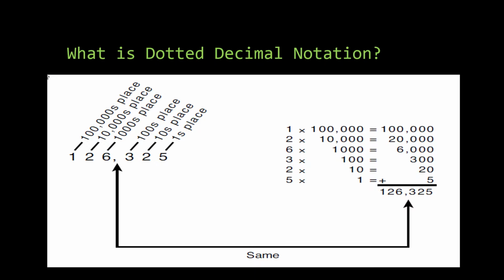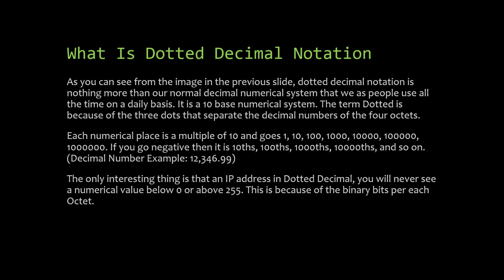decimal system. So in the ones place you have a 5, in the tens place a 2, in the hundreds place a 3, in the thousands place a 6, in the ten-thousands place a 2, and in the hundred-thousands place a 1. What does that equal out to? 126,325. We know and understand this. The computer has no idea what that even is until it can convert it over into binary.